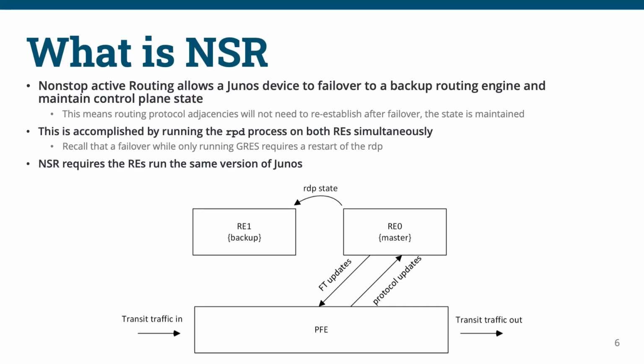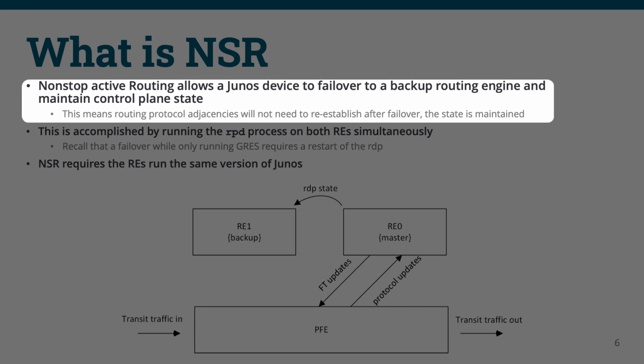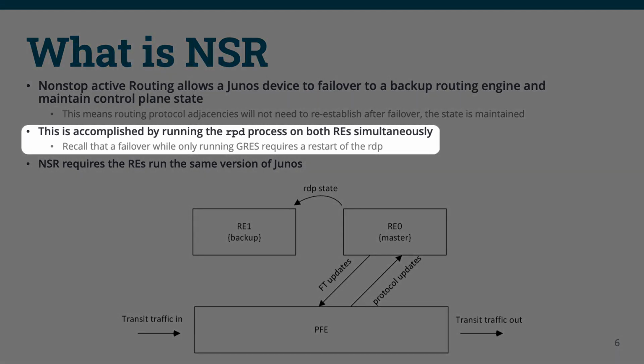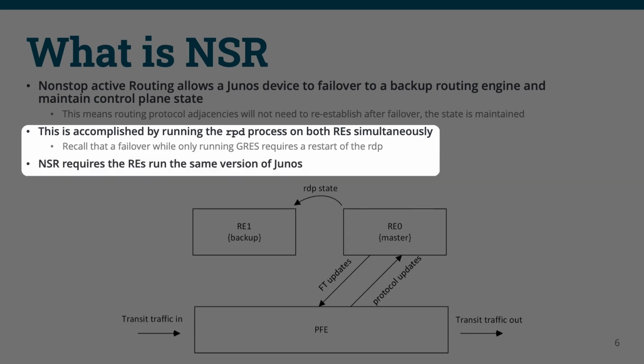Non-stop active routing, or NSR, allows for the RPD control plane state information to be synchronized between the redundant REs. This means the routing protocol adjacencies will be maintained, essentially meaning a routing engine failover could occur with no impact to Layer 3 routed traffic flows on the device. In this case, RPD will run on both REs simultaneously, and the state will be synchronized to the backup REs. It is required that all REs participating are running the same version of Junos for NSR to work.